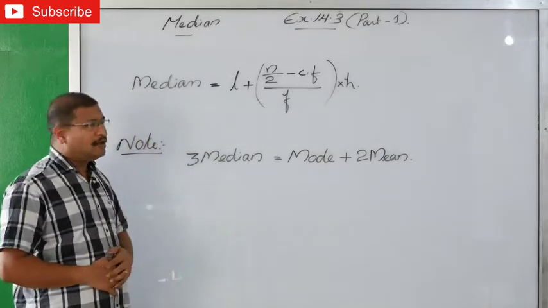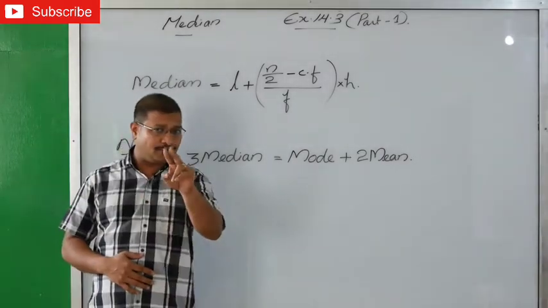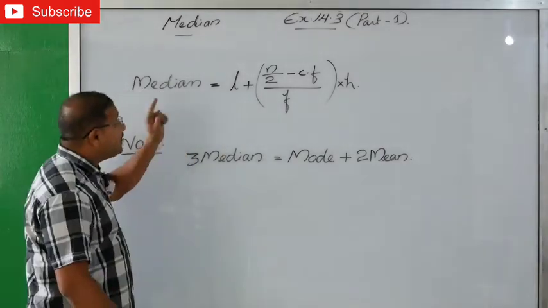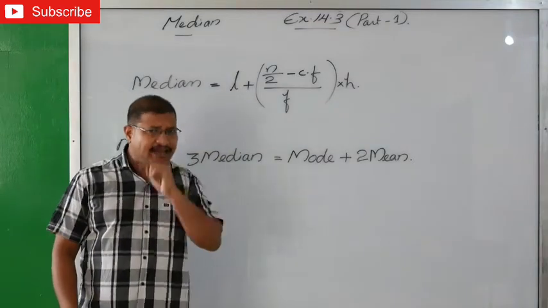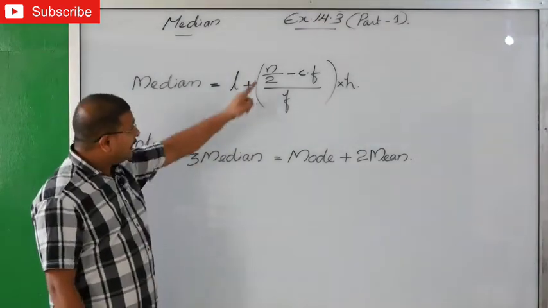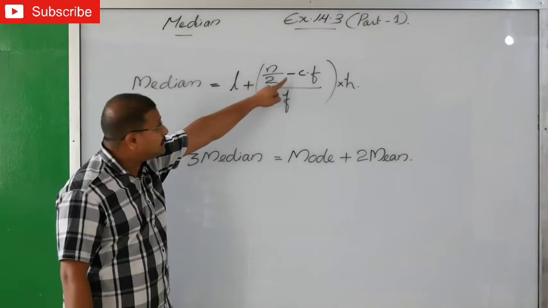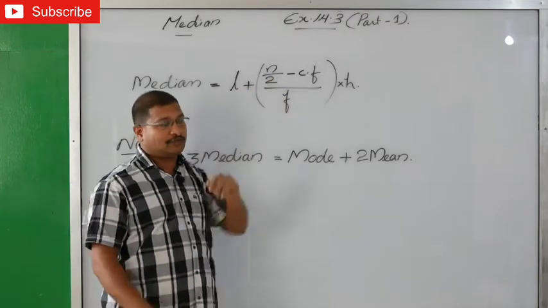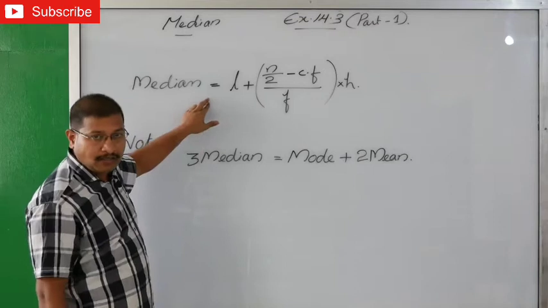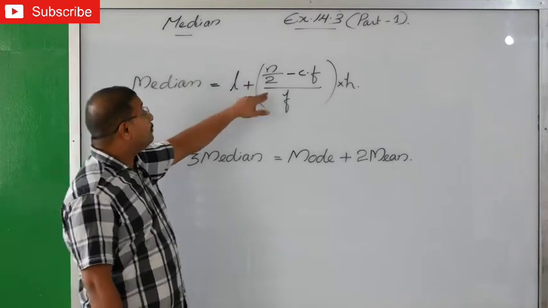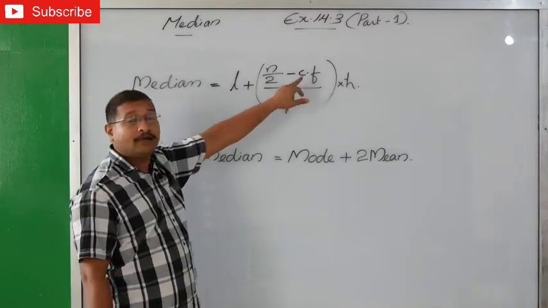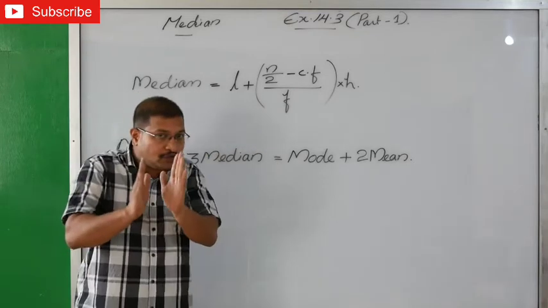But before that, make sure that we know two equations. One is median equals, what is that? Median equals L plus (n by 2 minus CF) by F into h. This is the first equation.